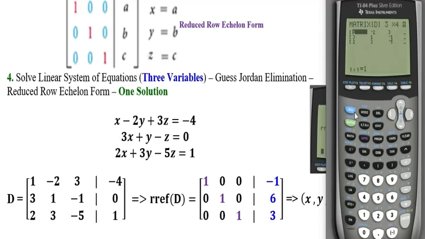Then get out of here, second quit. Second matrix, go to D, hit enter. Here it is: 1, 3, 2, minus 2, 1, 3, 3, minus 1, minus 5, minus 4, 0, 1. Then do second matrix, math, ref, second matrix, called D.